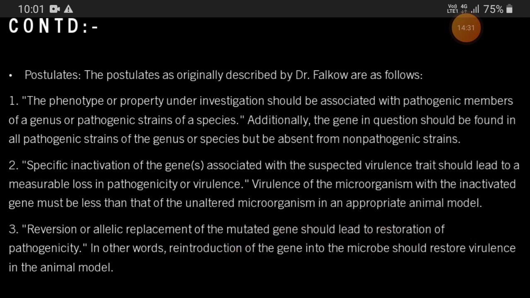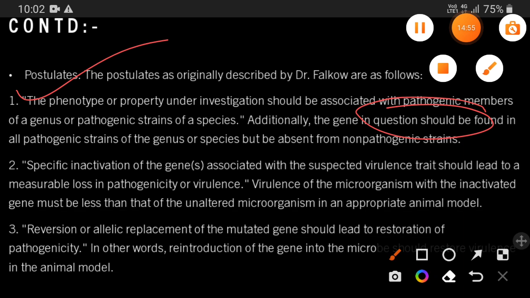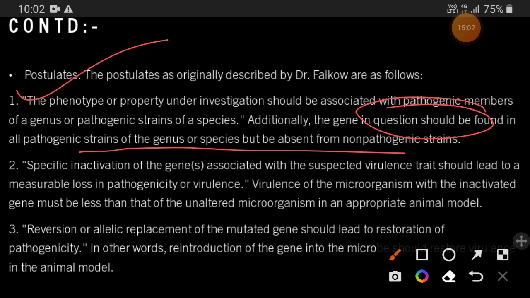So in molecular Koch's postulates, we have learned three postulates. The first postulate simply tells us that the phenotype or property should be associated with pathogenic members of the genus or pathogenic strains of a species. Additionally, the gene in question should be found in all pathogenic strains of the genus or species and should not be present in non-pathogenic strains.